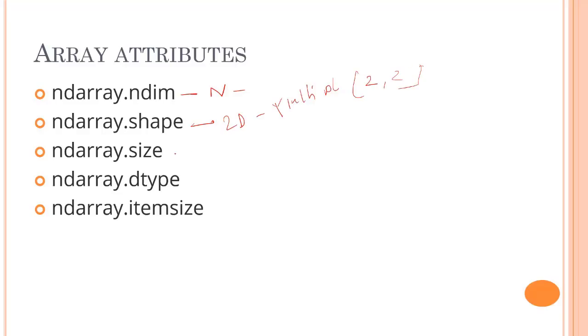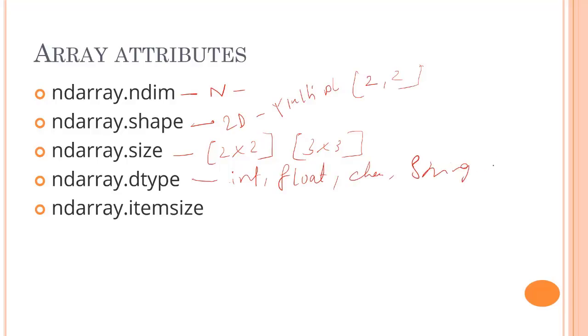Now come to the size. When you are giving a size, you have to give an array size for your matrix, like 2 cross 3, 2 cross 2, or 3 cross 3. That follows with the dtype. Which data type is it? We can use dtype to check whether it is an integer, a float, a character, a string, or complex.